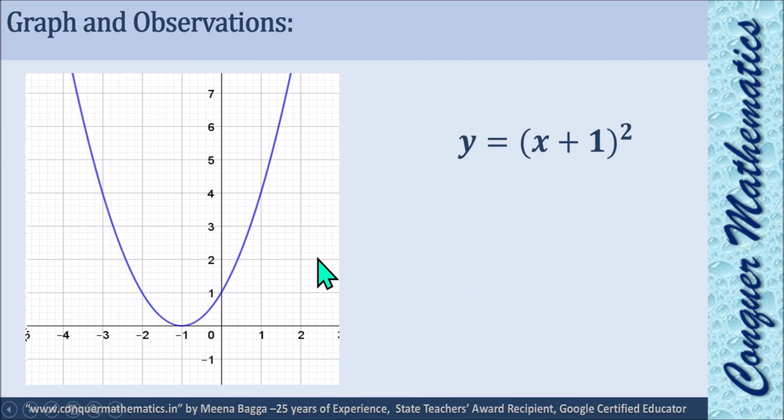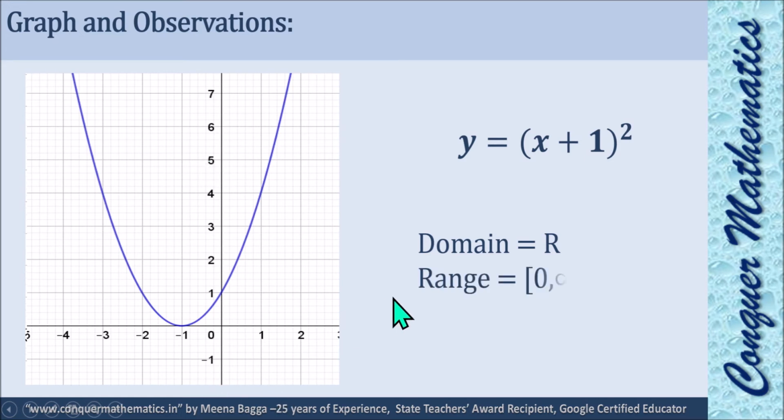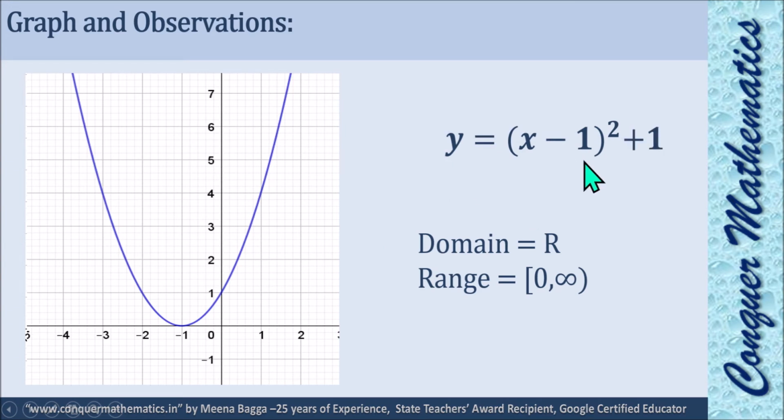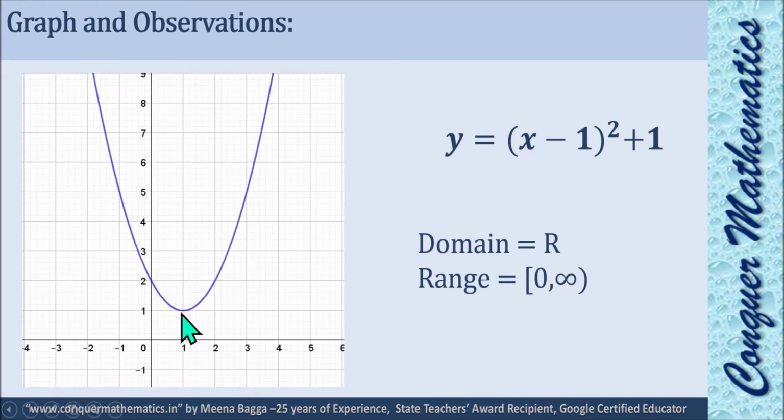Again, no restriction on x. So, domain is R. Restriction on y is for negative. That means range is from 0 to infinity. Okay, you can easily observe this from graph. Do remember, domain is what value x can take. Range is what value y will gain. Okay, let's just see one more modified form. If it would be the form x minus 1 square plus 1, then graph would be of this type.